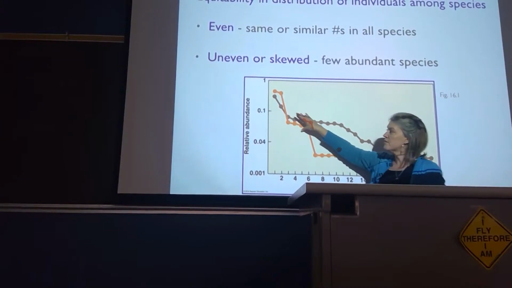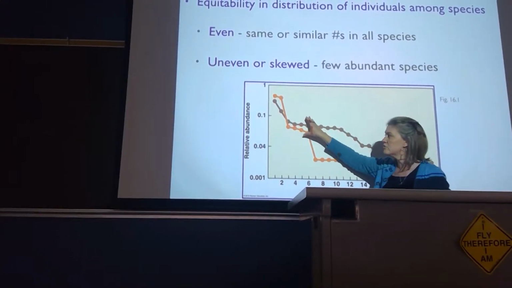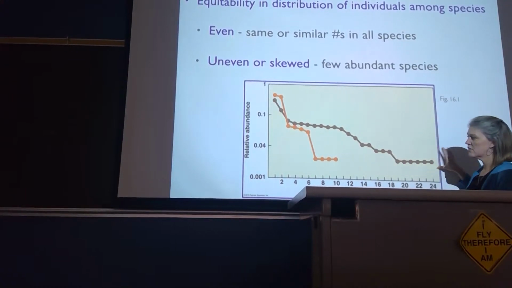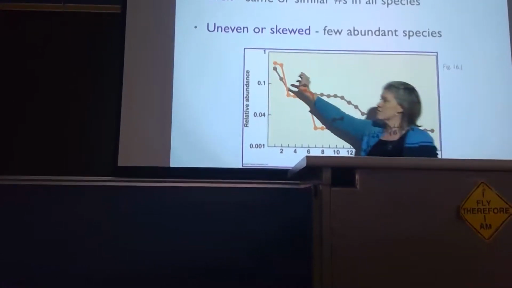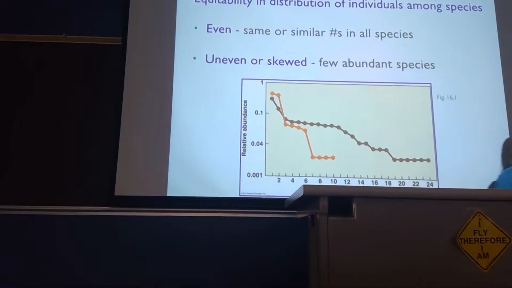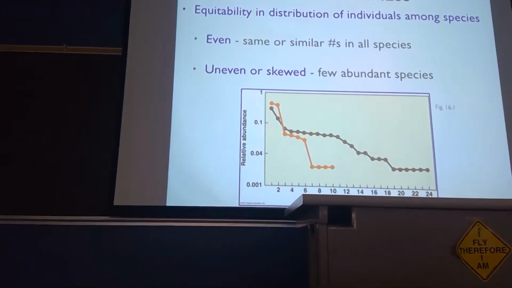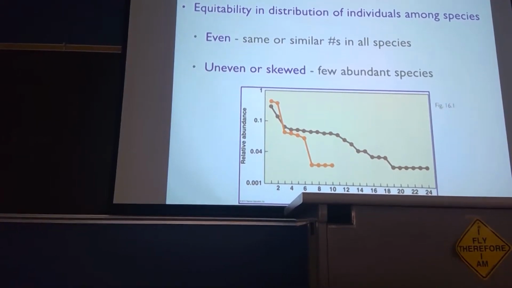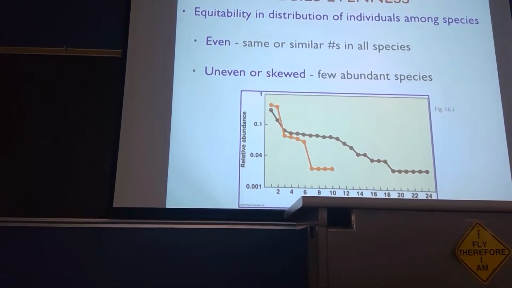The slope of the graph gives you an idea of evenness. The more gradual the descent, the longer the tail, the more even the community is. The steeper the slope, the shorter it is, the less even, the more skewed it is. We're going to see that when we calculate these diversity indices, it's not just species richness, but their relative abundance that plays into the calculation.